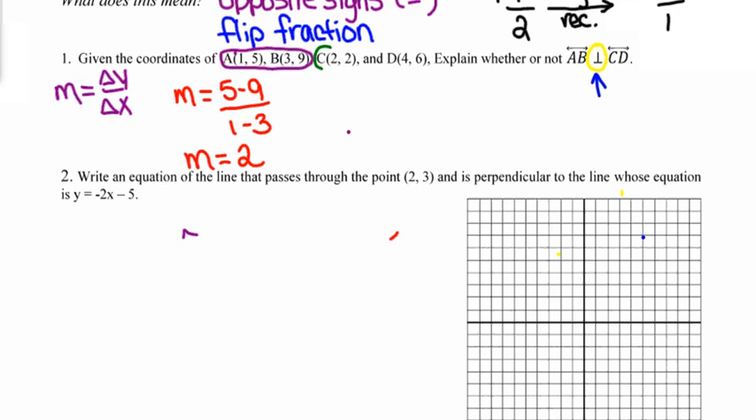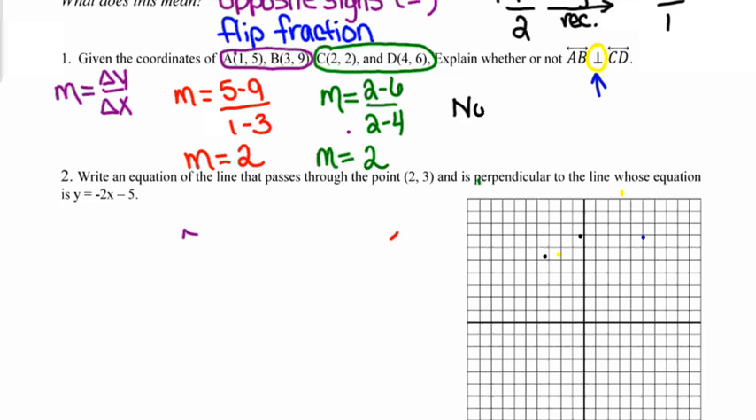I'm then going to do the same kind of idea for the line that contains points C and D. So the slope of this line is 2 subtract 6 over 2 subtract 4. And when I type those numbers into my calculator, it tells me that this line also has a slope equal to 2. So as far as an explanation for whether or not the two lines are perpendicular to one another, no, they are not perpendicular to one another. The reason is that their slopes are not negative reciprocals.